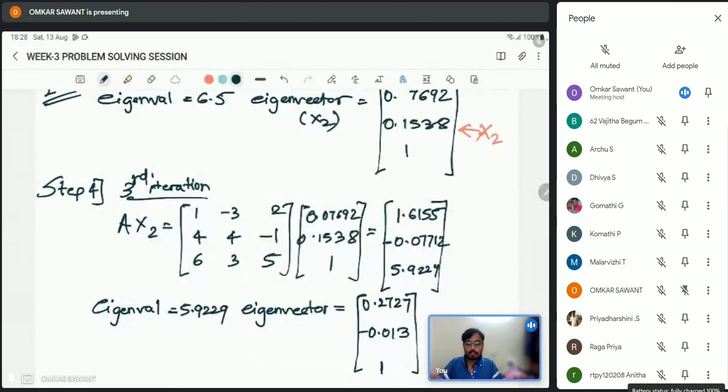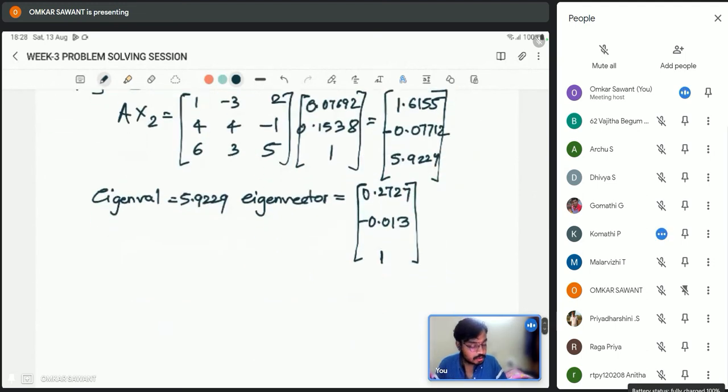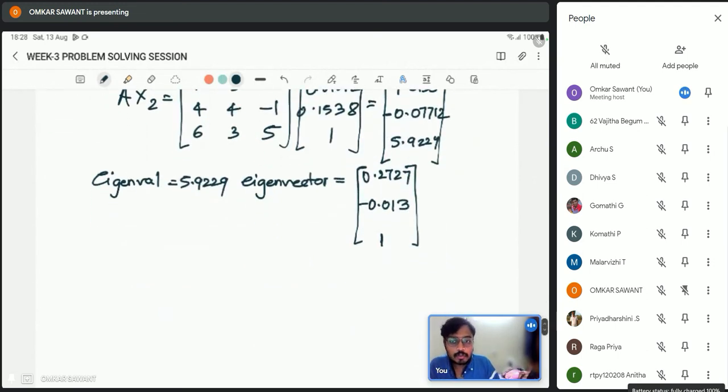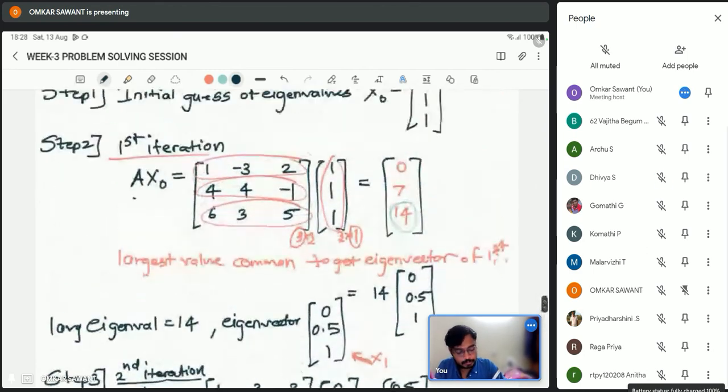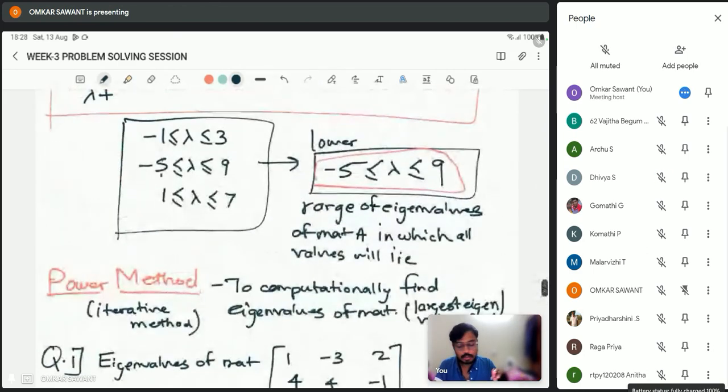So likewise, you understood this method, right? You go on doing this, you will converge to some value. That will be your eigenvalue, and the corresponding eigenvector will be the required eigenvector. That eigenvalue will be the largest eigenvalue. Okay. Is this method clear? Yes, sir.